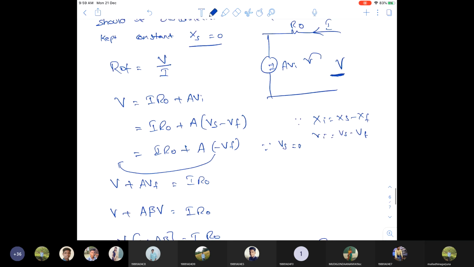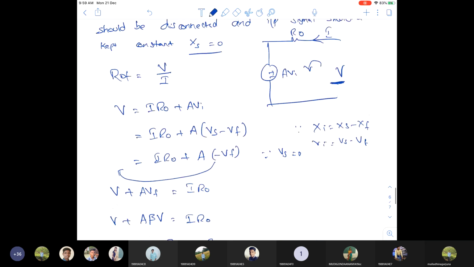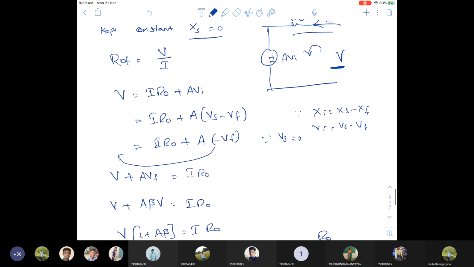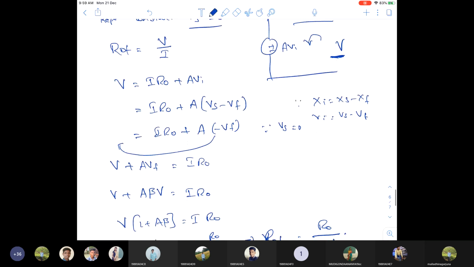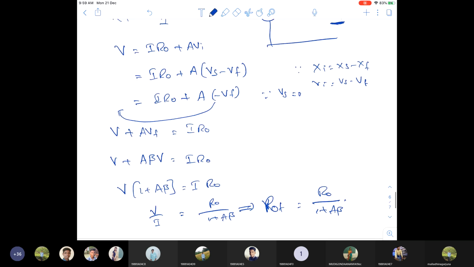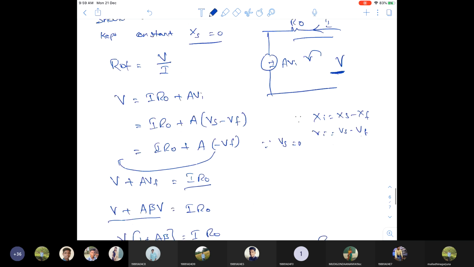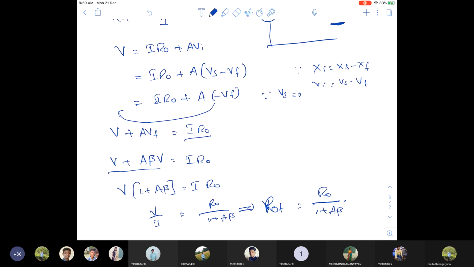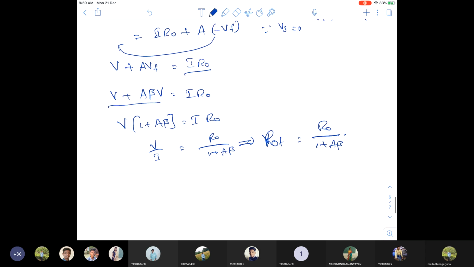Then apply KVL. V is equal to I R naught plus A Vi. Vi is nothing but Vs minus Vf. As Vs is 0, so it is A into minus Vf. So V plus A Vf equals I R naught. Now Vf is nothing but beta times the output, so beta V, since I'm taking V as output. So V plus A beta V equals I R naught, and simplifying, you will get this calculation.